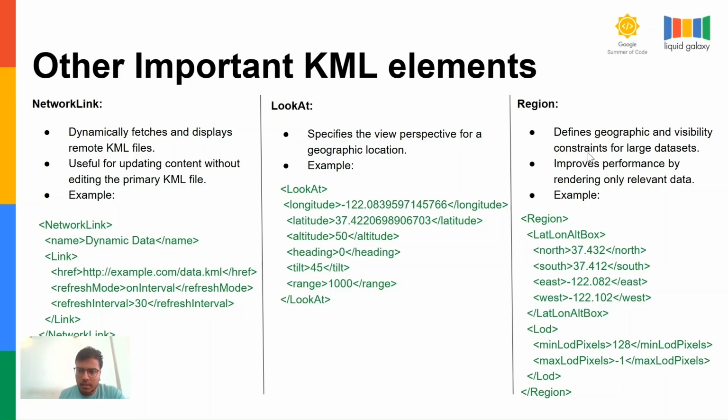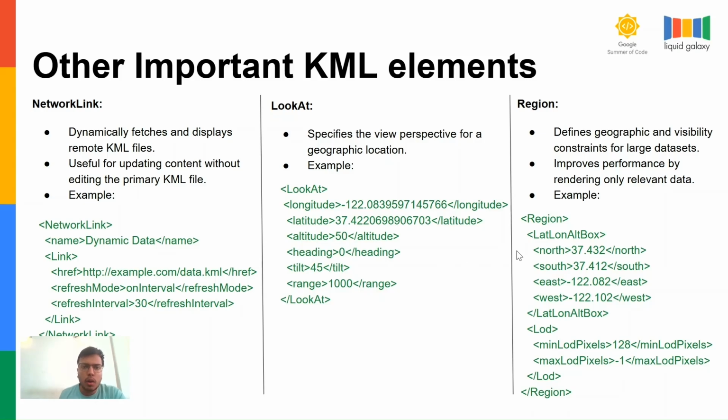So the next thing is region. Region basically defines the geographic and visibility constraints for big data sets. It improves performance by rendering only the relevant data. So for region, one thing to note is that we have to provide the bearings, which is north, south, and east and west bearings of a particular place, so that it creates a region out of that. So for instance, here we can see that we have provided the bearings of these in the lat lon alt box tag. So after that, there is LOD tag where we have to specify the pixels, maximum and the minimum pixels. The maximum LOD pixels can be -1, and minimum LOD pixels is specified as 128. So this is how we can define these tags.